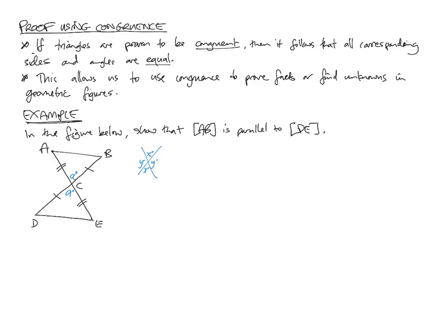So angle ACB is going to be equal to angle DCE, and we're going to call it alpha. Why? Because of vertically opposite angles. So we've used a mathematical theory to deduce that these angles are the same, and now we have an included angle that allows us to prove these two triangles are congruent.